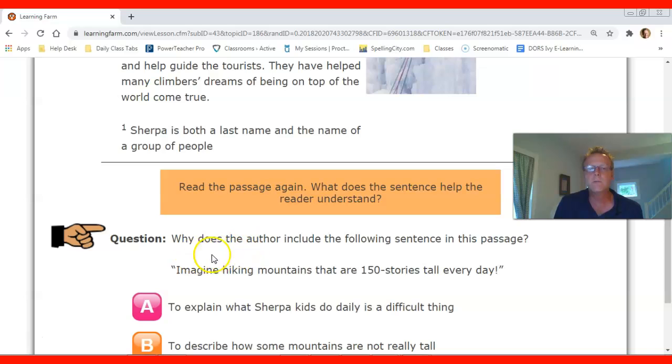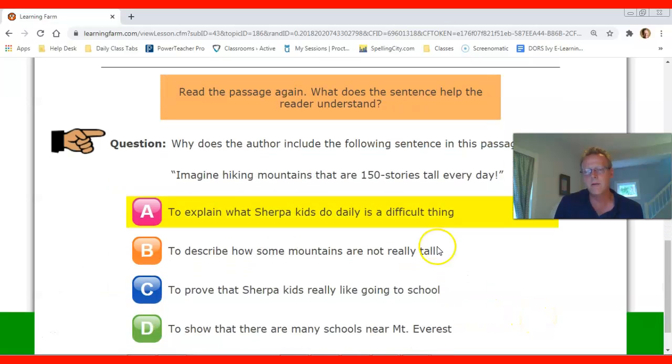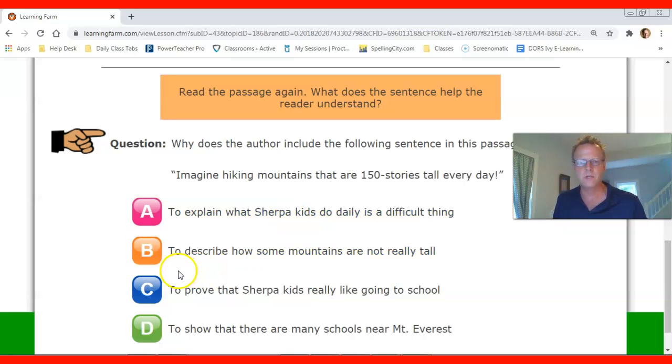Now let's look. Why does the author include the following sentence in this passage? Imagine hiking mountains that are 150 stories tall every day. Look at A. To explain what Sherpa kids do daily is a difficult thing. Is that the main reason? Well, there's a lot of kids that do dangerous things. I'm not sure that's the reason.